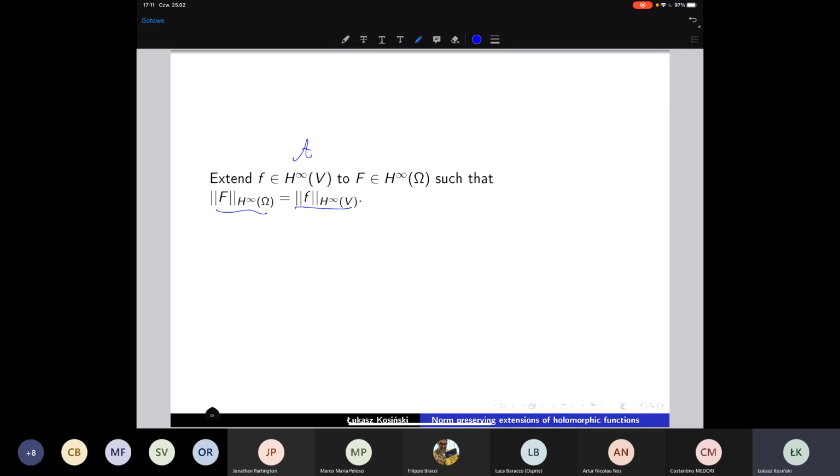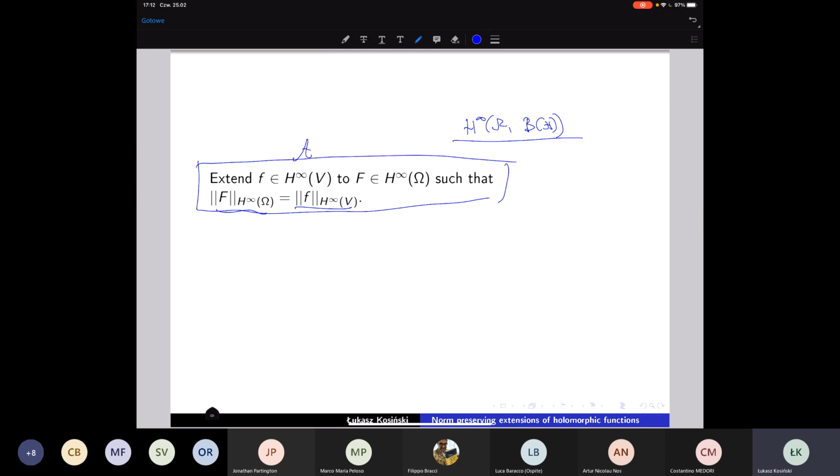The same question, like interpolation, can be asked for functions that are holomorphic on omega and with values in B of H. But to this I will devote the last part of my talk. Okay, so this is the problem that we are going to deal with.